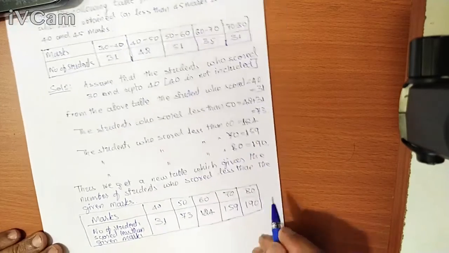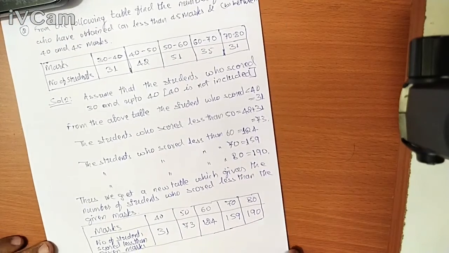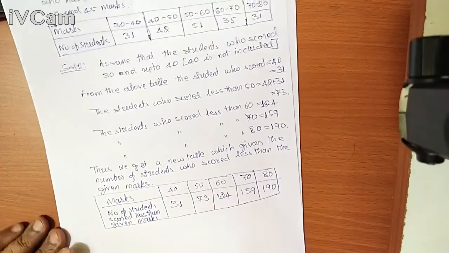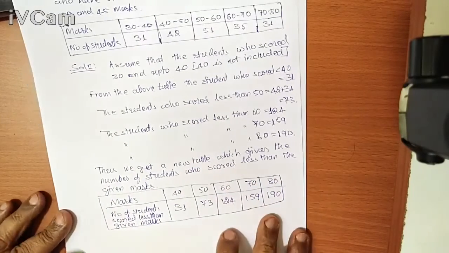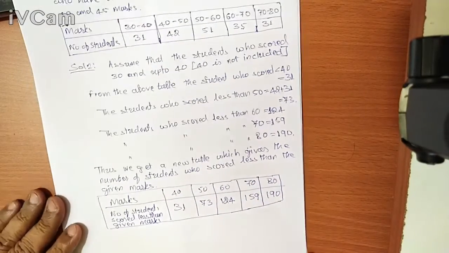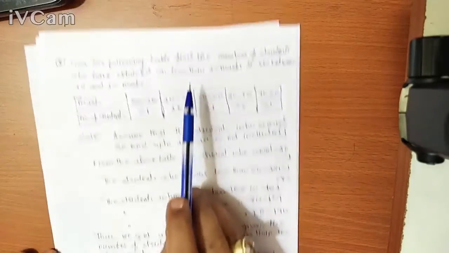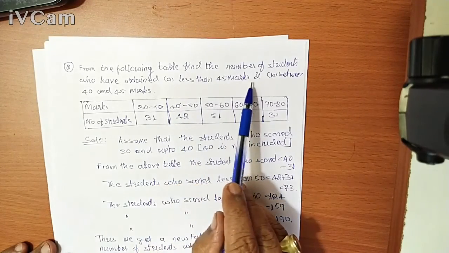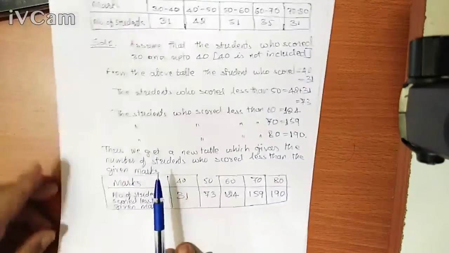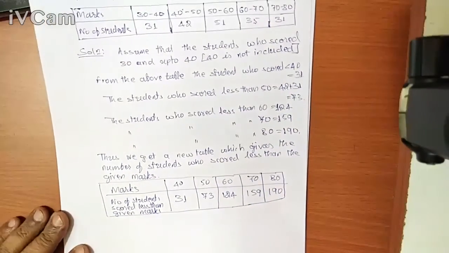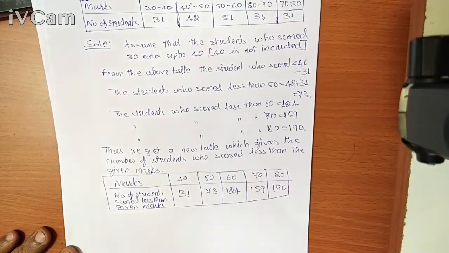So now I can form a table which gives me the number of students who scored less than 40, 50, 60, etc. This gives me the required data. Now what is the next step? I should find out the number of students who scored less than 45 marks. Definitely it lies at the beginning of the table, so I should use Newton's forward difference formula.